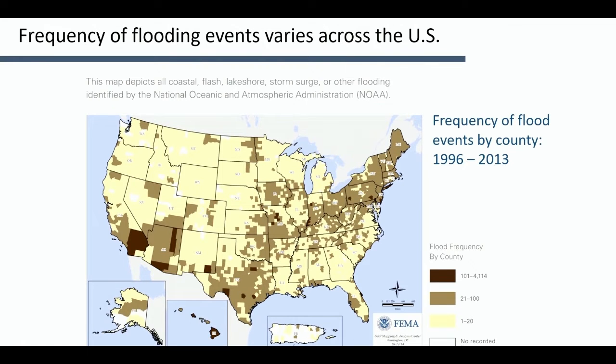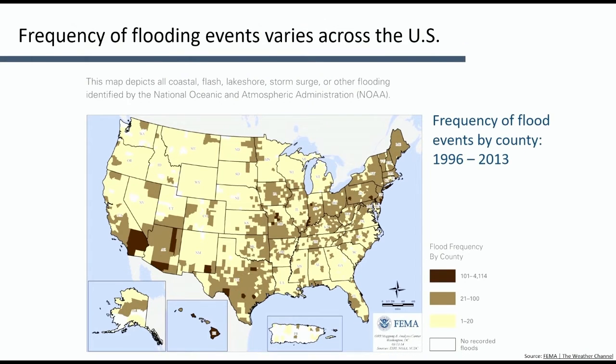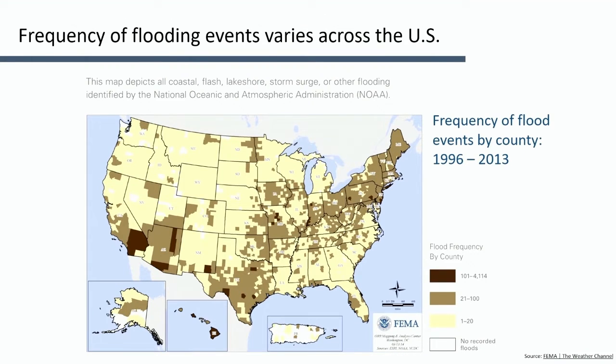Now, the frequency and distribution of these flooding events does vary across the US. As you see here, there are some regions that do experience more floods than others. That includes the Northeast, the Southwest, Texas, the eastern side of the United States. However, especially within recent years, there have been many more places reporting more floods and more intense floods. So this distribution is changing over time.